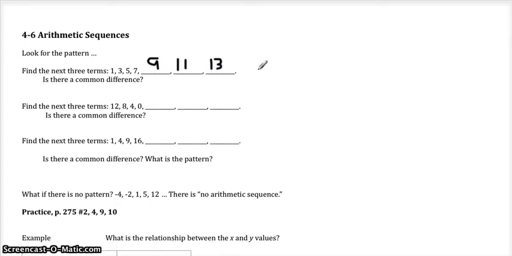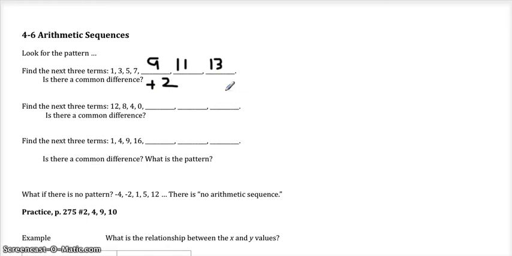Remember, you should have printed out these pages already so you can fill in the blanks here. And is there a common difference? What do you see happening with 1, 3, 5, 7? There is a common difference, and it is +2.